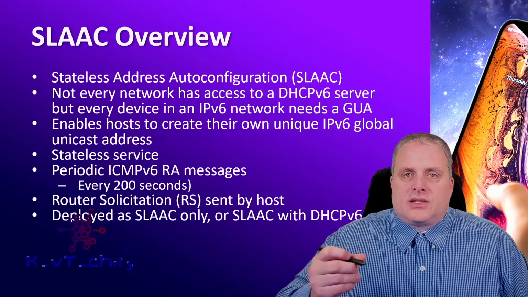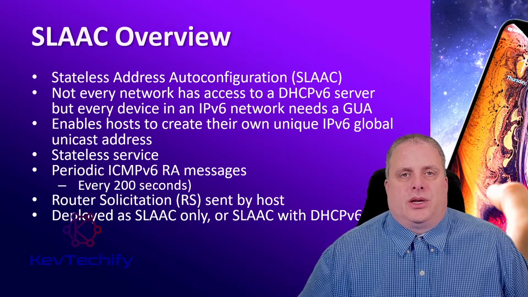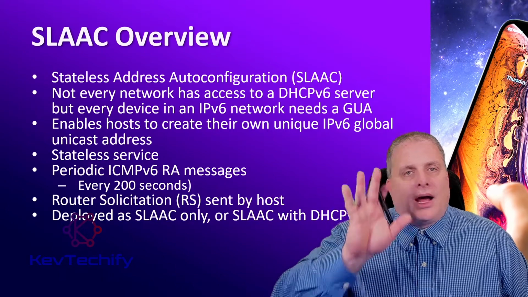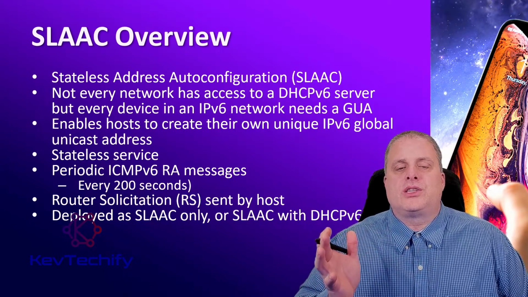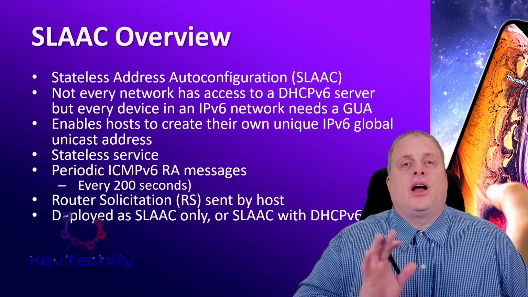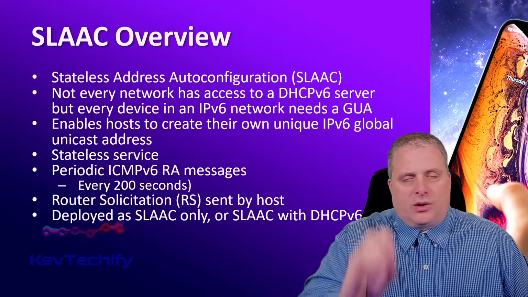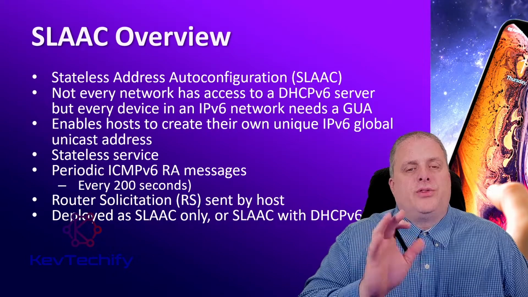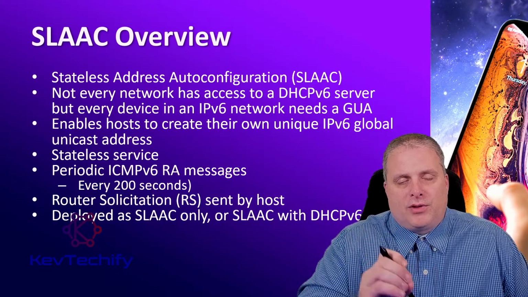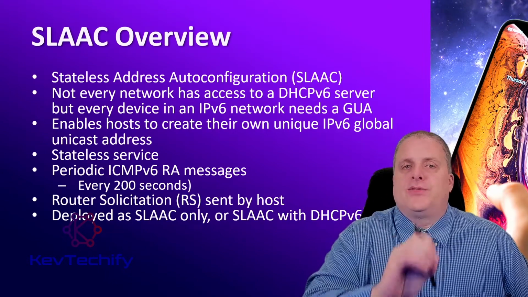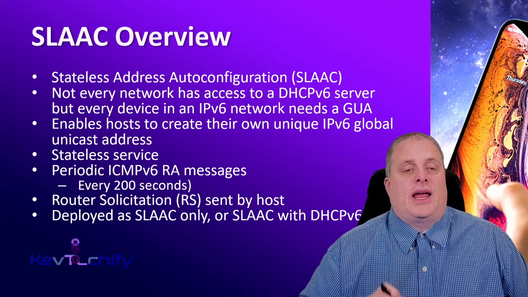Now, this is done by our router advertisement messages. These are ICMP version 6 router advertisement messages, and they're sent out every 200 seconds or so. It gives you an update on your information, and it allows the host to figure out, okay, how do I set up my addresses? How do I get my IP version 6 address? How do I create or get my global unicast address?